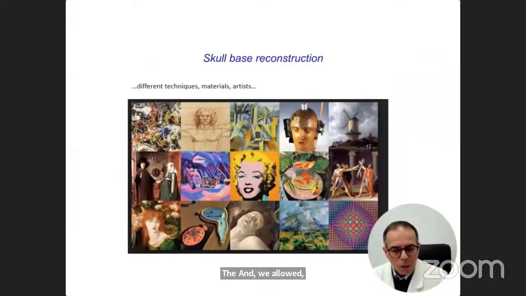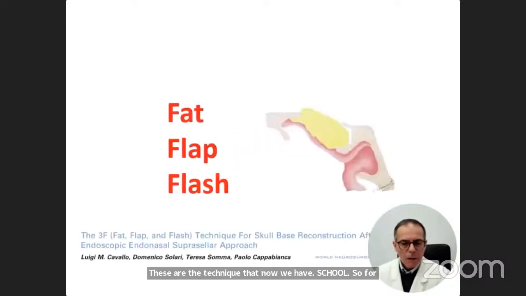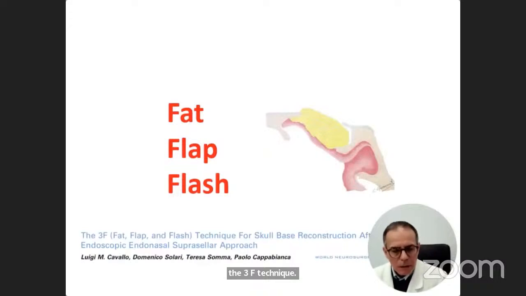So, what about the reconstruction technique? This is the technique that we are now using. It's the so-called 3F technique, where the 3 is made of 3 Fs. It's made simply of fat, flap, and flesh. We will go through the 3 parts of this technique. It's quite easy to realize.